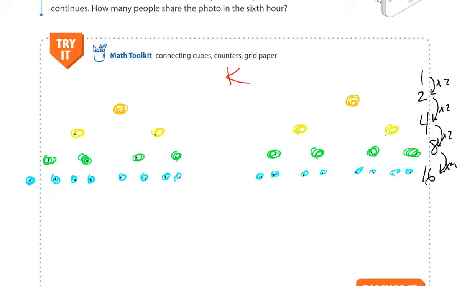We just need to go first hour, second hour, third hour, 4th hour, 5th hour, times 2. That's going to be 32. And then 6th hour, it's going to be that times 2, it's going to be 64. There we go.